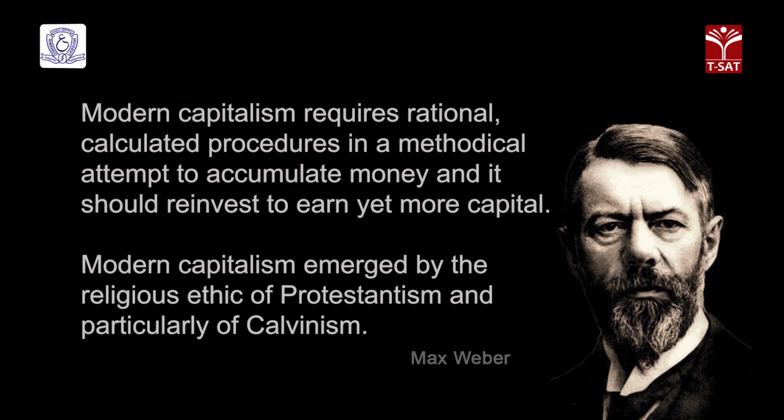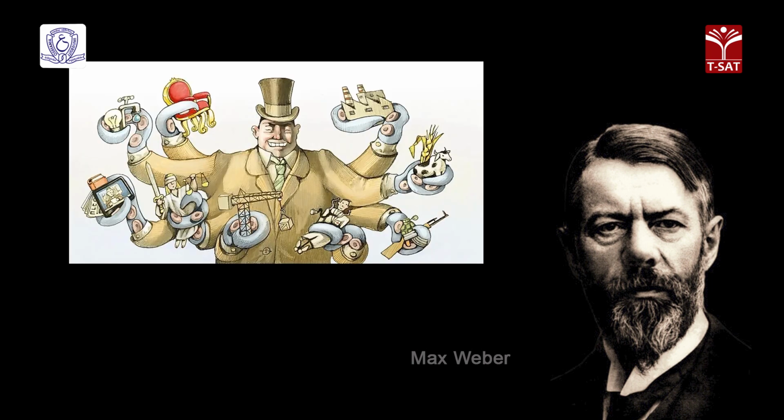Modern capitalism emerged by the religious ethic of Protestantism and particularly of Calvinism. Weber observed that capitalism was growing very fast in the West. He felt that capitalism of the Western type was growing more in Protestant society than in others. Unlike other forms of economy, for capitalism to work, capital has to be accumulated, not to be consumed, but to be reinvested in the pursuit of ever more efficient and profitable techniques of production.